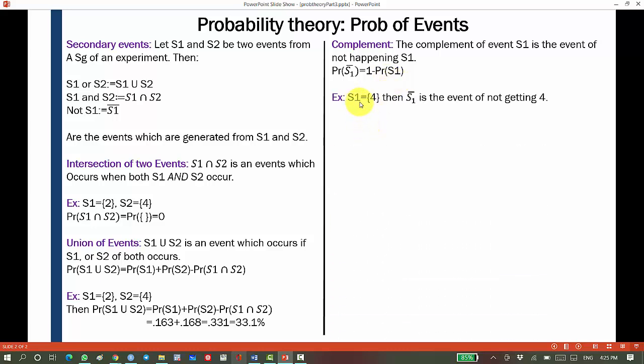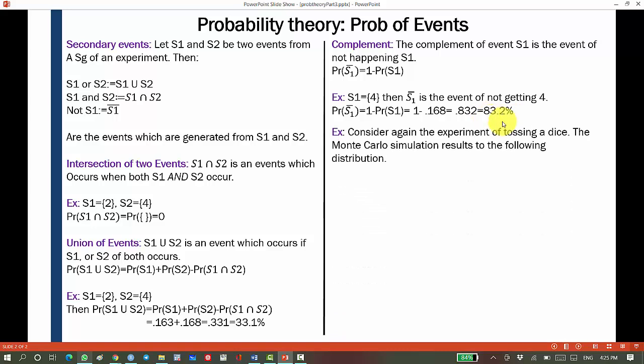For example, if S1 is 4, then the complement of S1 is the event where we do not get 4. That means we either get 1, 2, 3, 5, or 6. And the probability of the complement of S1 is 1 minus the probability of S1, which is 1 minus 0.168, which is 0.832, which is 83.2%. In other words, the probability of not getting 4 is 83.2%.